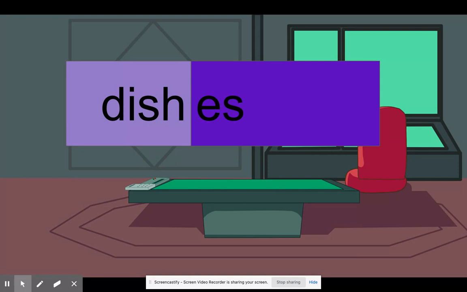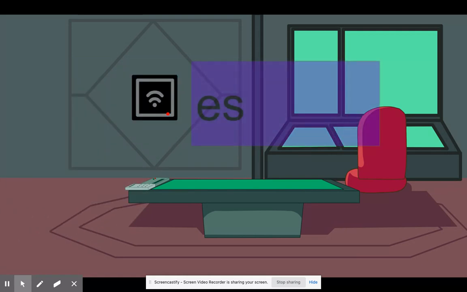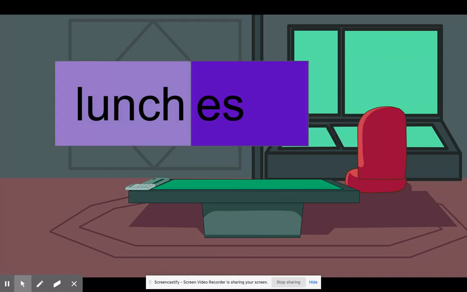The base word here is dish. If you attach es on the end of dish, you have multiple dishes, more than one dish. Looking at this word, lunches, lunch is the base word. Attaching es to it makes it more than one lunch.